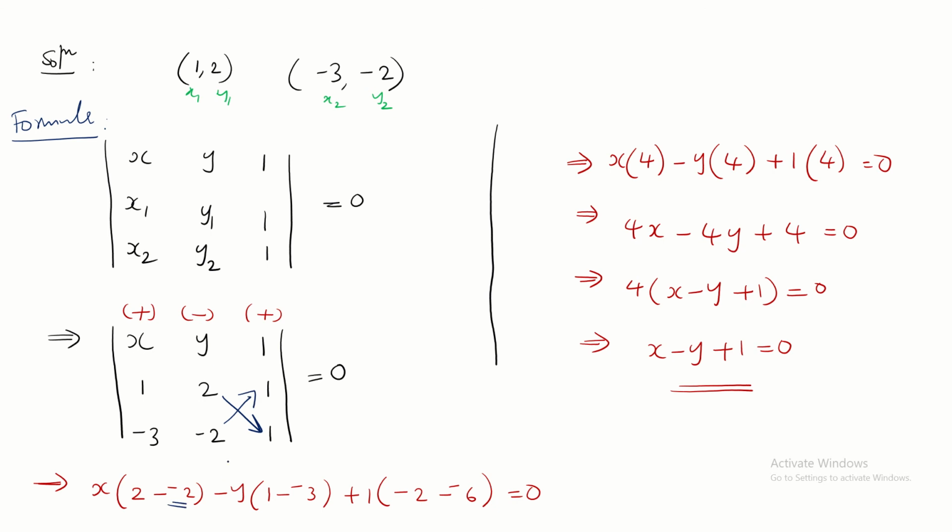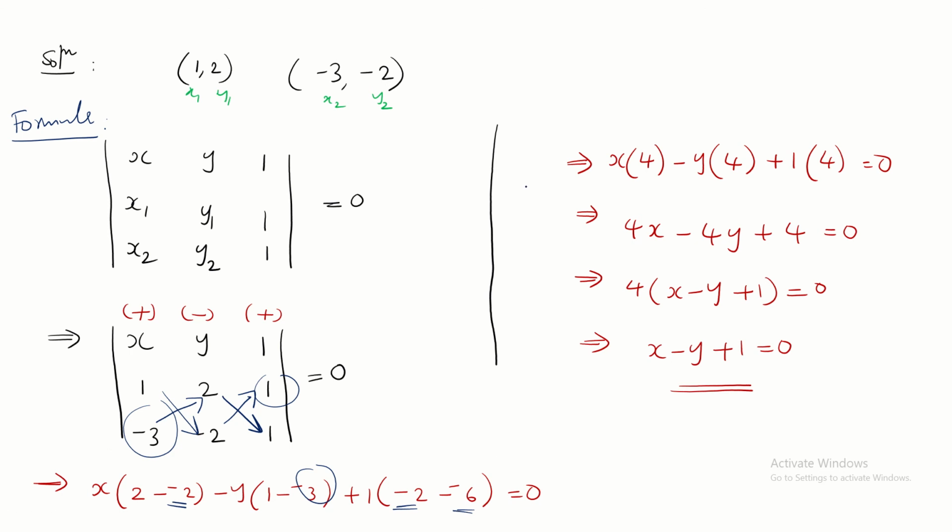Minus y. So here you have to ignore the first row and the second column. So 1 into 1, 1, minus 3 into 1, minus 3. Plus 1. So ignoring this column and this row, 1 into minus 2, minus 2, minus 3 into 2, minus 6, that is equal to 0.